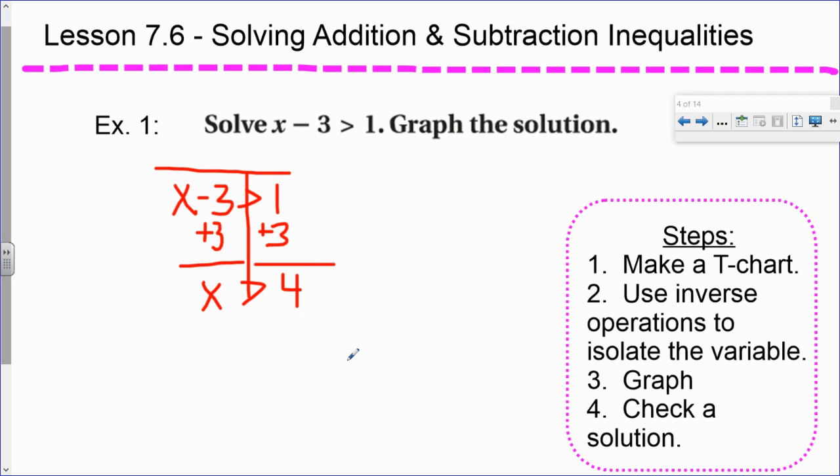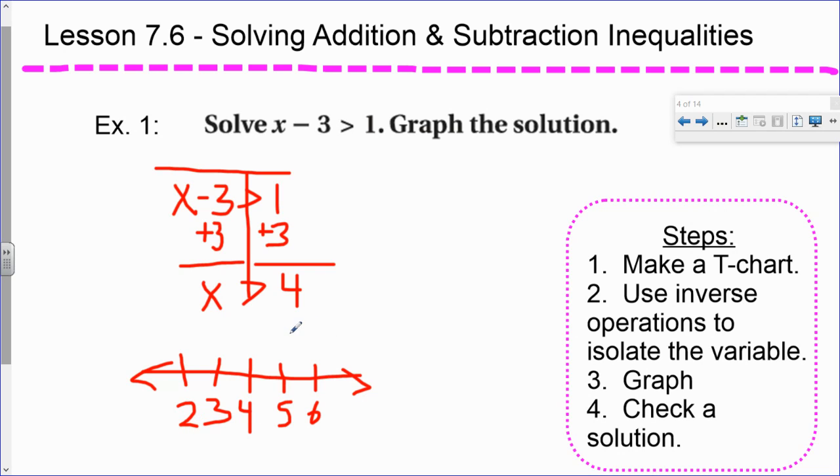Now, when we did equations, this would be the point where you would stop and check your answer, but we have to go one step further. We're going to graph now. So we're going to make a little number line. Kind of messy. I'm going to just plunk 4 in the middle, and we'll put 2 numbers higher and 2 numbers lower. That will be sufficient. So we'll put a 5 and a 6, and then a 3 and a 2.